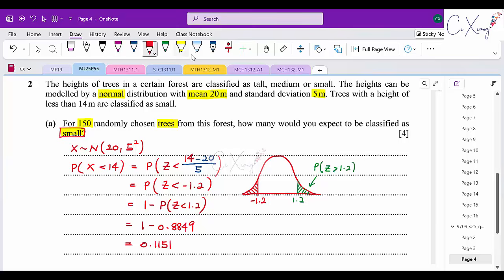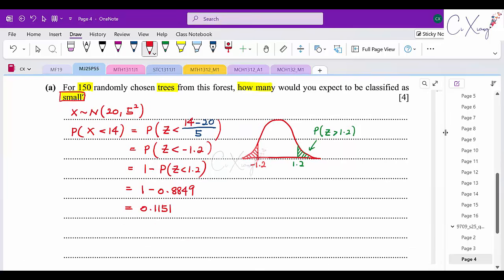But in this question, they're asking for the number of trees. How many trees? Okay, so they are talking about the number of trees. Therefore, to know the number of trees, you have to take the total number of trees that we have, 150, multiply with the probability 0.1151, and you'll get the decimal number 17.265.